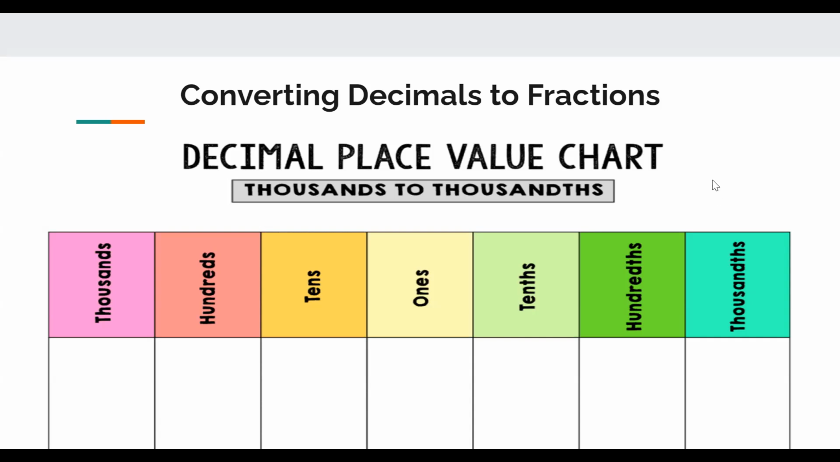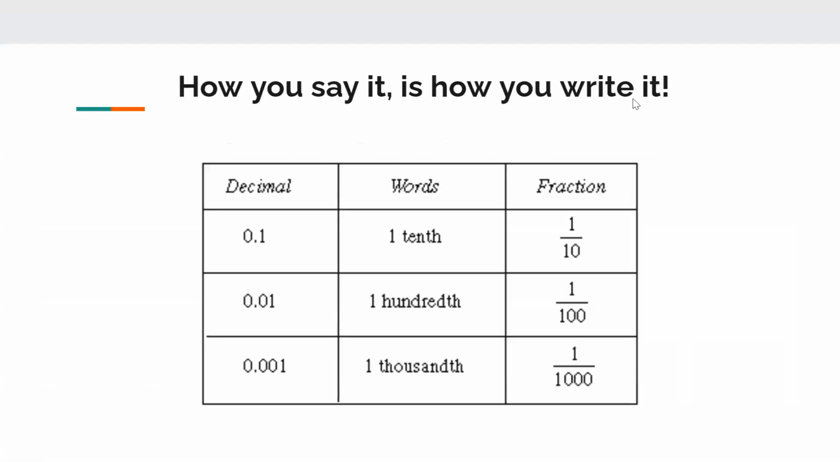Well, Miss, how does that help me change it to a fraction? Well, let's see. How you say it is how you write it. Let me show you. What position is the 1? What place value is this 1 behind the decimal? The tenths. Very good. So this would be said as 1/10. So as a fraction, that's how you would write it. 1/10. How you say it is how you write it.